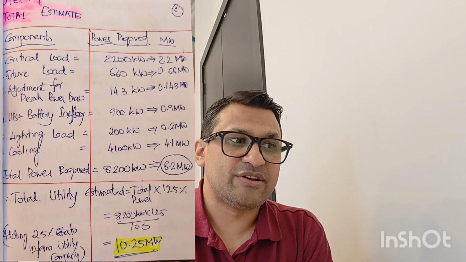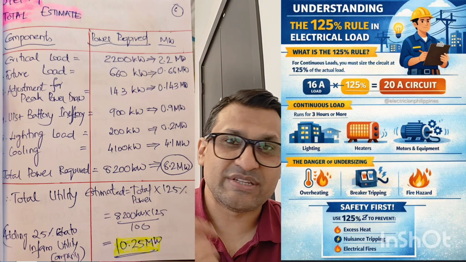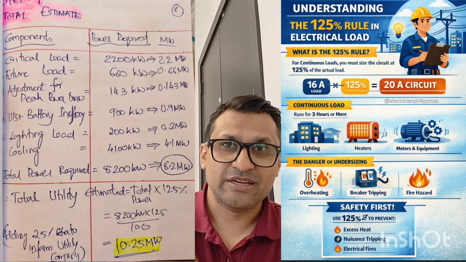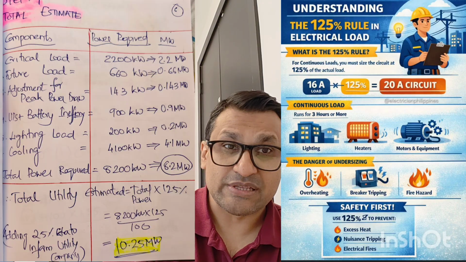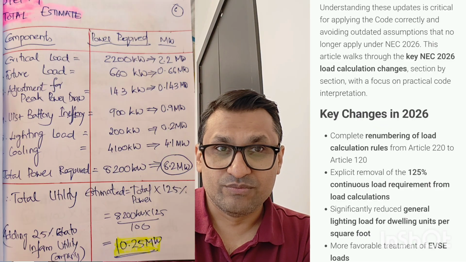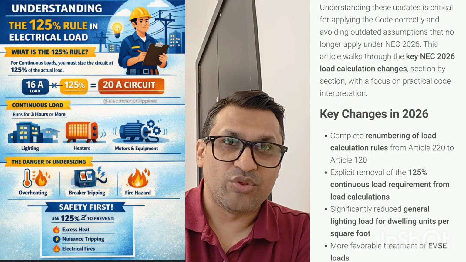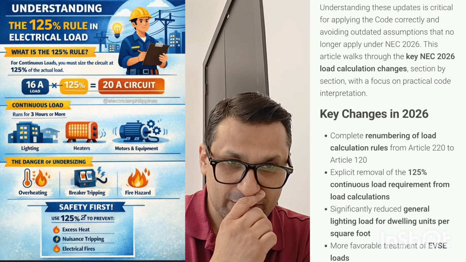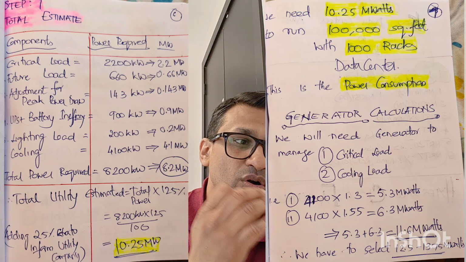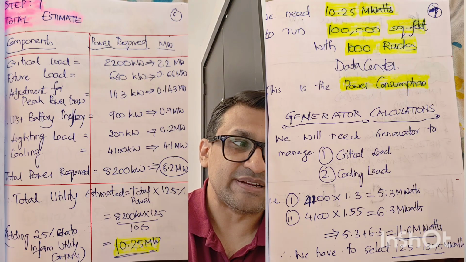Total utility estimate. Now, when you are requesting the power company or the utility company to provide power for a new data center, you need to give them a figure. They're going to ask you, what is the amount of power needed? And we need to give them a near approximate estimate with the designs, considering the future loads and the future additions. You need to give them a number, and to calculate that, you take the total power, which we just figured out, 8.2 megawatt, times 125%.